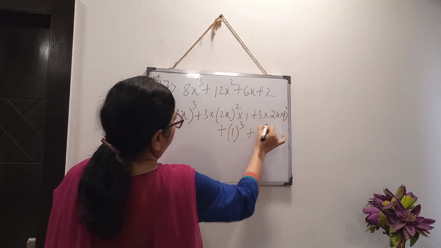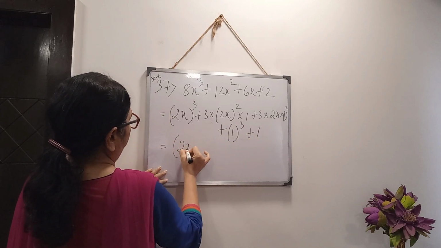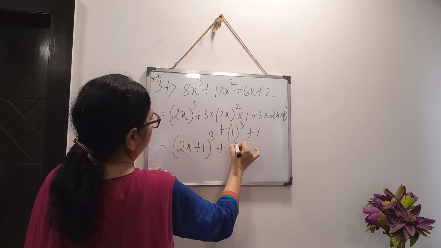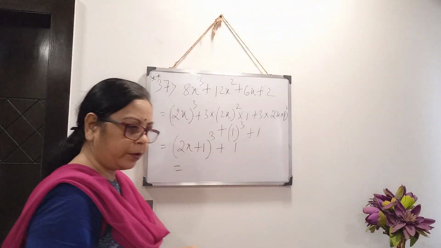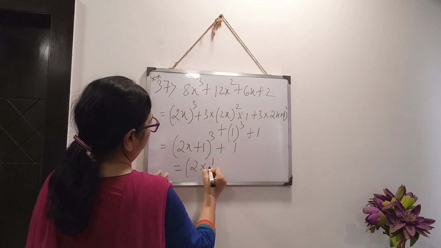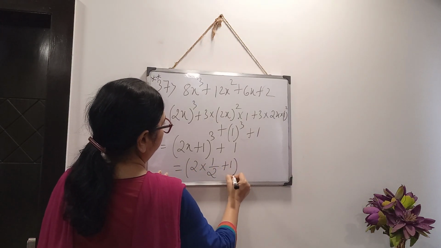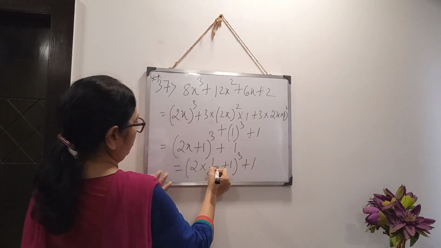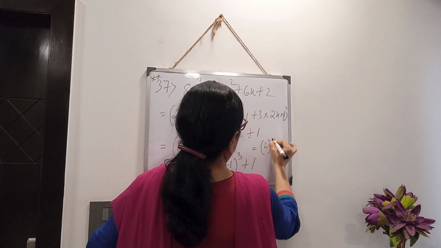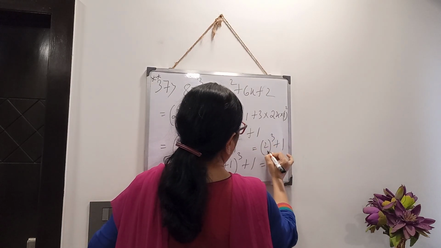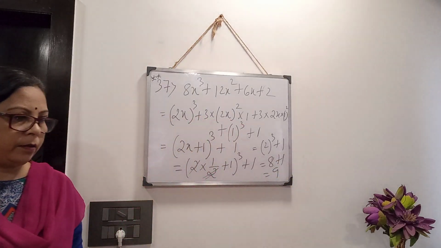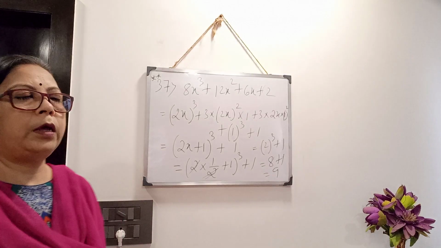Now up to this we can write a plus b whole cube, and plus 1 is there, and the value of x is given as half. So putting the value of x, 2 into half is 1, plus 1 is 2. 2 whole cube plus 1, that means 8 plus 1. Your answer is coming 9. Clear? Then next.